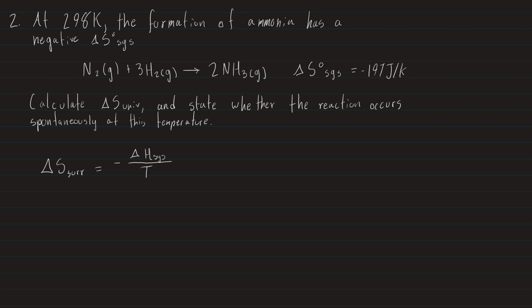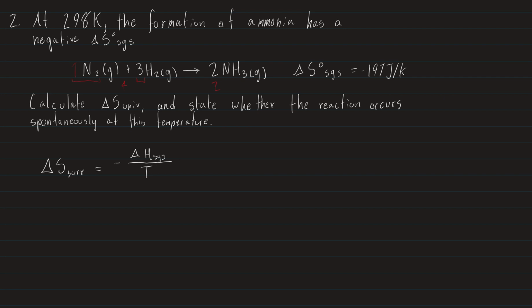So if we look at, first of all, the moles of the equation, we see that on the left side we have 4 moles and on the right side we have 2. So there is a loss in freedom of motion. So I predict that there will be a decrease in the freedom of motion, or decrease in entropy, of the reaction. But that's besides the point. For this problem, we're asked to calculate the change in entropy of the universe and to state whether the reaction occurs spontaneously at this temperature.